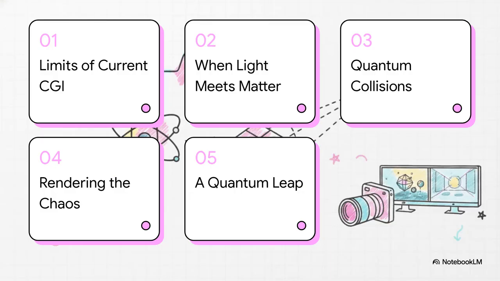Here's a quick roadmap for today. We're going to look at the limits of current CGI, what happens when light meets matter, quantum collisions explained, rendering the chaos, and finally, a quantum leap for graphics.